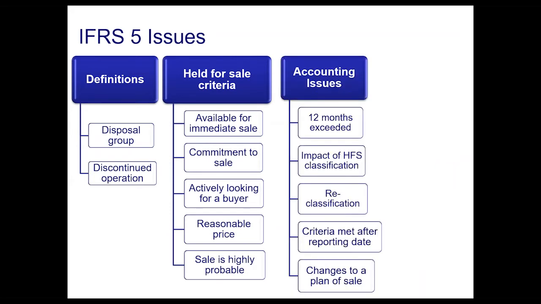Thirdly, we'll have a look at the accounting issues that arise. And here there's a myriad of accounting issues that we need to take into consideration. What happens where we classify something as held for sale and we still have it in the books 12 months later? Or we find ourselves in a situation where the criteria are only met after year end. Or we need to reclassify because we've had a change in our plan to sell the particular asset. So these sort of things we'll need to take into consideration as part of the process.